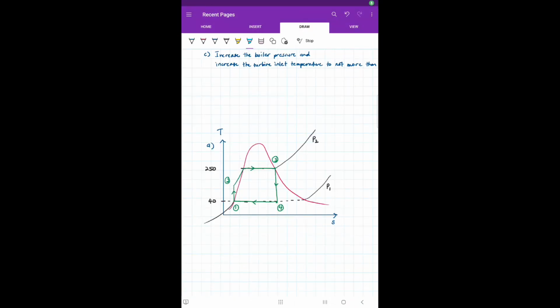Okay, so let's look at our TS diagram and see the effect of when we increase the boiler pressure and also when we increase the turbine inlet temperature. So when we increase the boiler pressure, it means we are pushing this up, and when we increase the turbine inlet temperature, it means that we are pushing it to the right. So it means that we need to find a certain value of the pressure that we want and a certain value of the temperature that we want. It's just that for the temperature, we need to make sure that it is not more than 620 degrees Celsius.